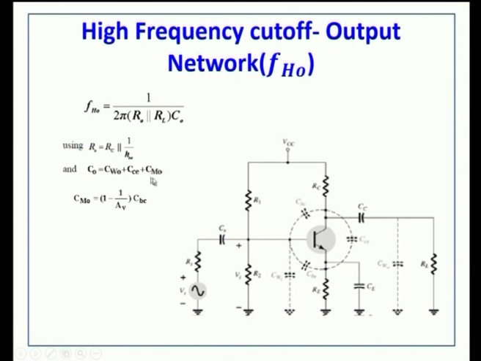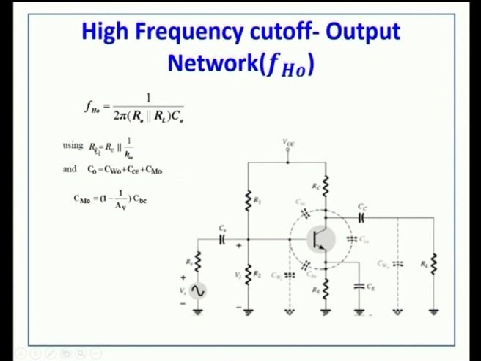So, because this CMO, if you replace by its equation, it is 1 minus 1 by AV into CBC. Again, it is the capacitance which is connecting the input and the output terminal, this CBC. So, if you replace this, it will become 1 minus 1 by AV into CBC.